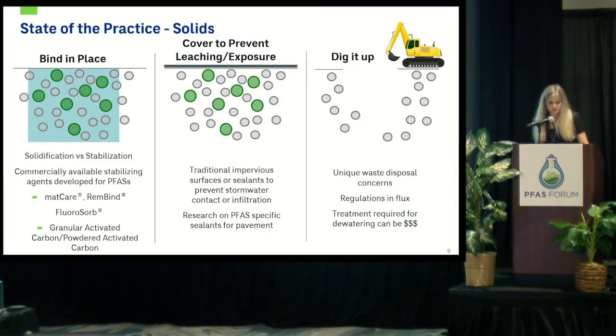When it comes to treating PFAS in solids, the approach tends to be much more familiar and aligns closely with how we manage other types of contaminants. At a high level, there are three main strategies, which are also summarized on this slide: bind in place, cover to prevent leaching exposure, and dig it up.